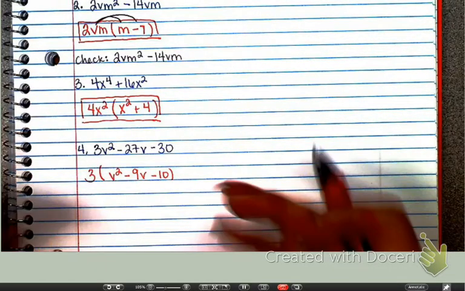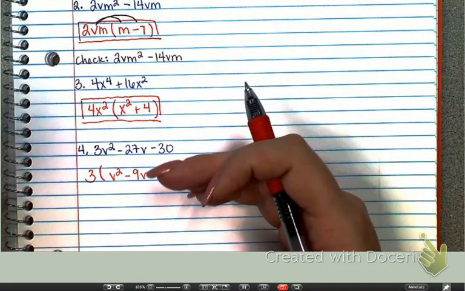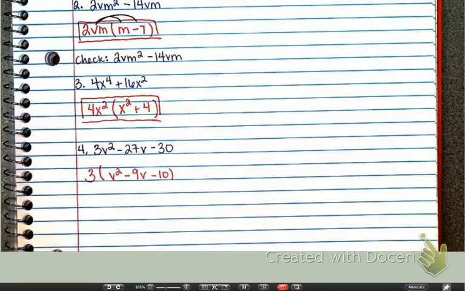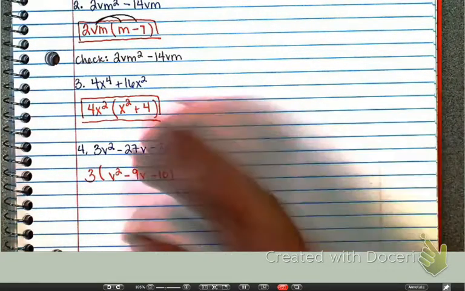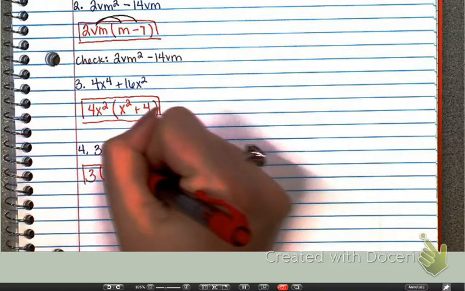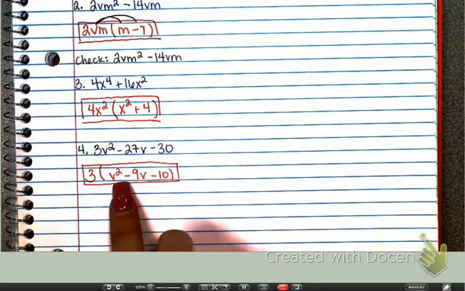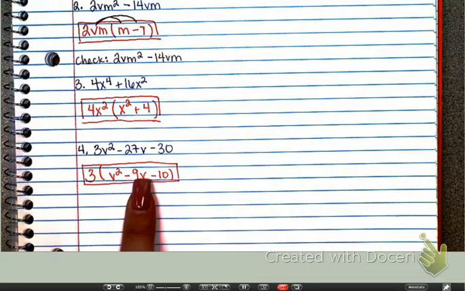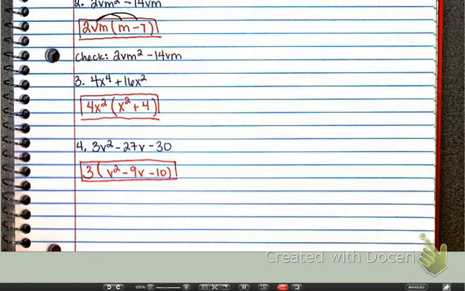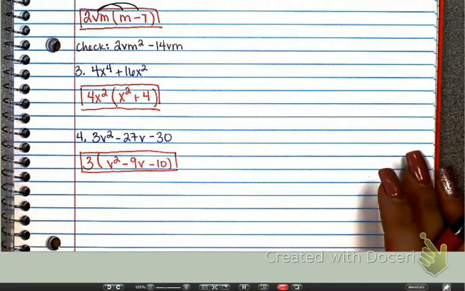So this is factoring. Okay, it's pulling out what they have in common and being able to write it in what is factored form. And soon we're going to learn how to factor something like v squared minus 9v minus 10. We'll do that on Monday. It's so much fun. Okay.